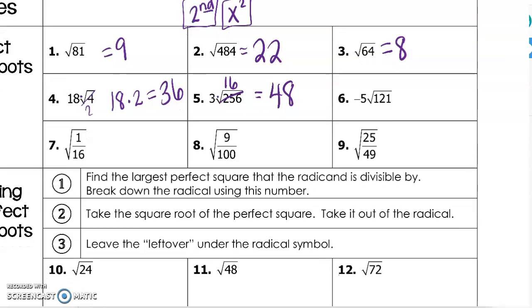Number 6, you have negative 5 times the square root of 121, which is 11. So negative 5 times 11 is negative 55. So it is okay to have a negative for your final answer.